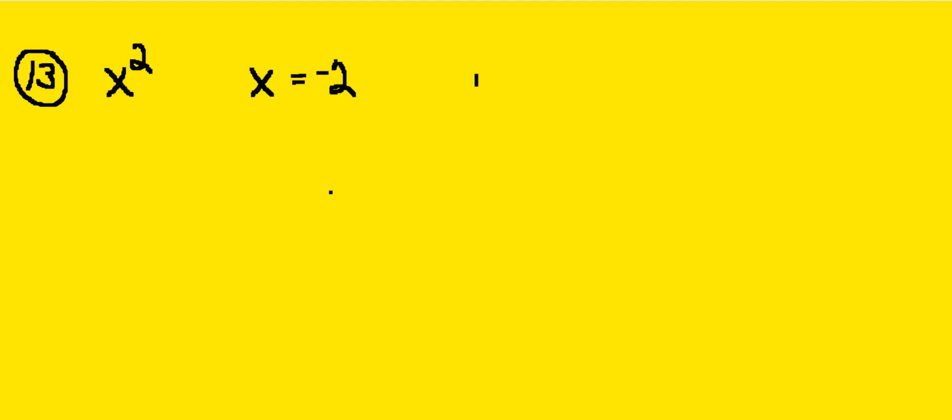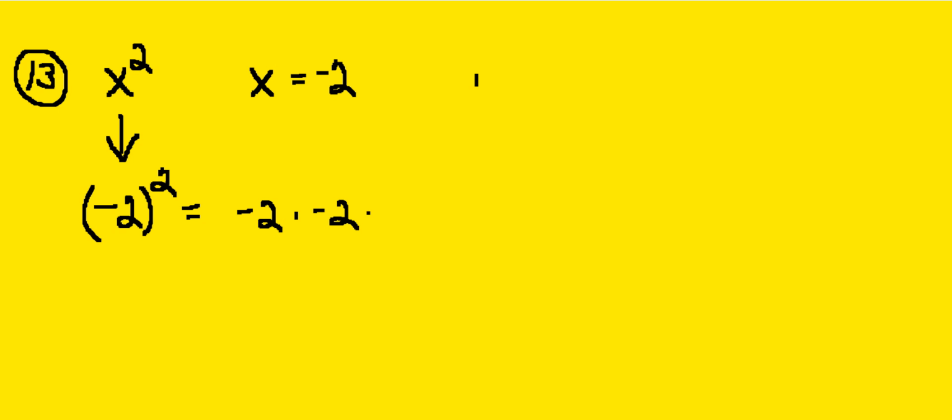Okay, so if x equals negative 2, then this expression here I'm going to rewrite as negative 2, and I'm going to put that in parentheses because that's what x is, and it's a negative number raised to the second power. So by definition this means negative 2 times negative 2, which is positive 4. Nice.